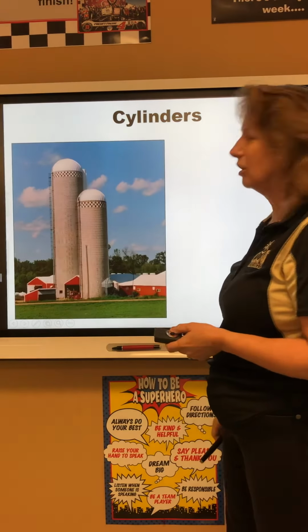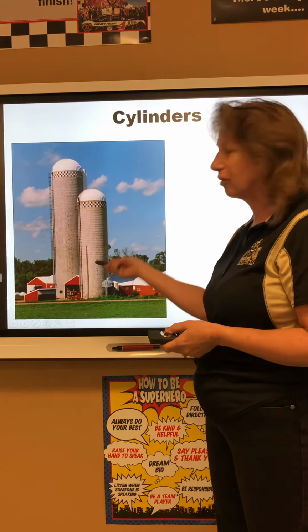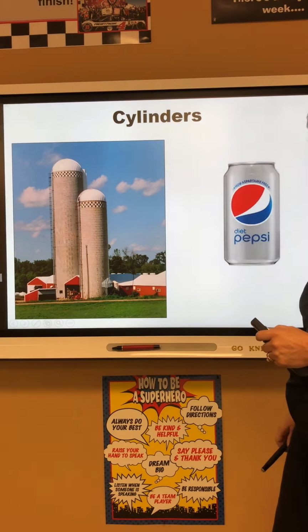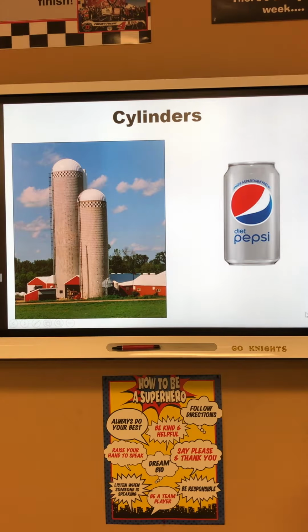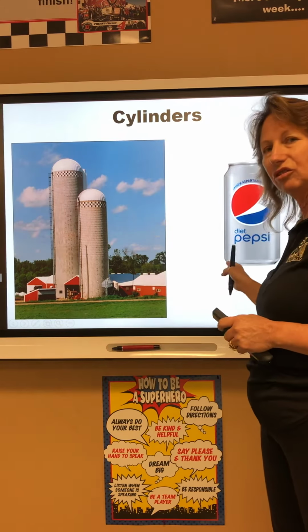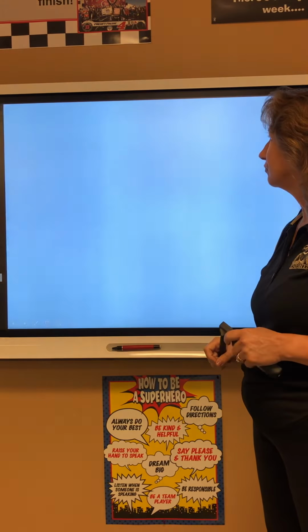So a cylinder looks like that. These are actually grain silos on a farm, but you might be more familiar with this type of cylinder, a Diet Pepsi can. It has obviously a round top and a round bottom. So in order to find out the amount of space inside a cylinder, we need to know the volume.